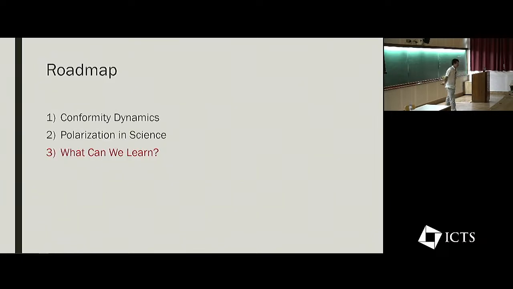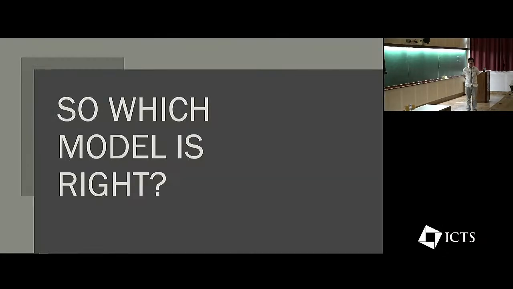Okay, I have 7 minutes left, and I'm going to use it to do a little bit of philosophy. I think that there will still be time for a general question period afterwards. So what are we supposed to make of this situation? I've given you two models that both yield polarization, but do it in very different ways.